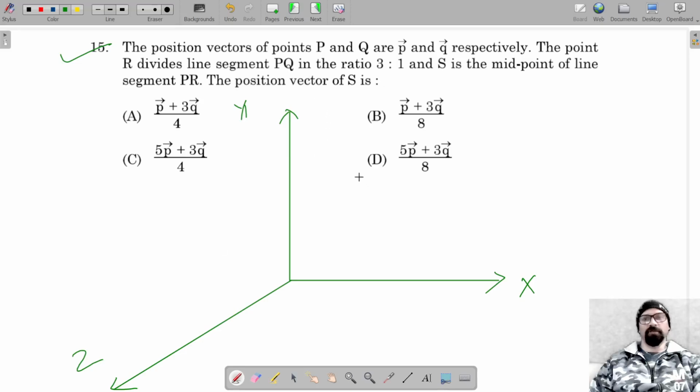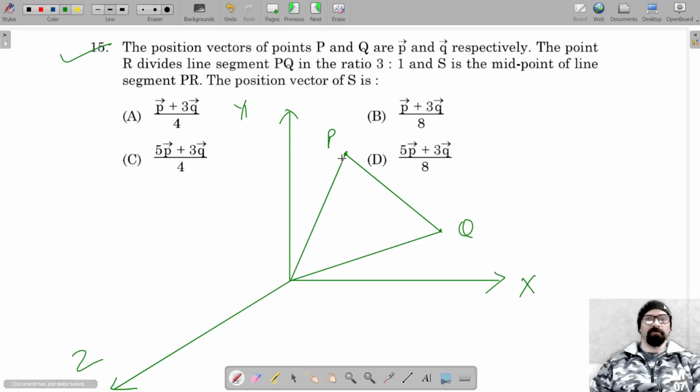Now, there is a point P. Let's say this is a point P and this is a point Q. And their position vectors with respect to the origin are given. I'm going to join them as well. So the position vector of P with respect to O is P vector, and the position vector of Q with respect to O is Q vector. Now there is a point S on PQ which divides the line segment in the ratio 3 is to 1.